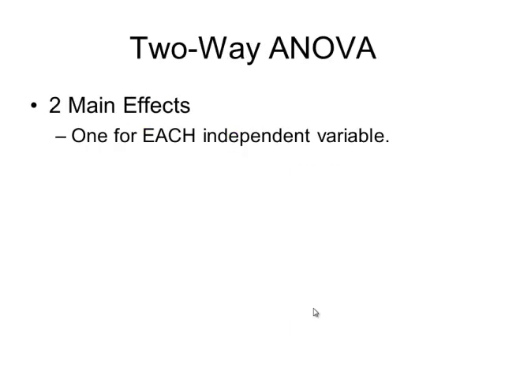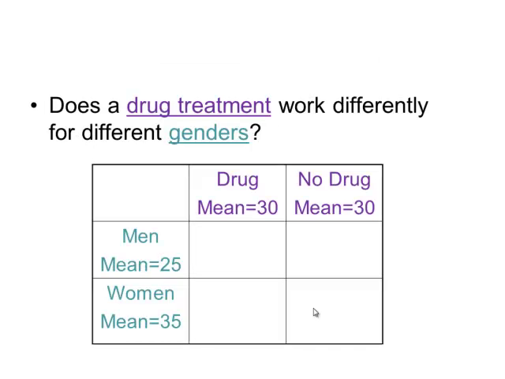The terminology that we use, though, instead of saying two independent variables, is that what we're actually looking for is two main effects, one main effect for each of the independent variables. So looking back at our example of does a drug treatment work differently for different genders, we're asking, is there a main effect of the drug treatment? And also, is there a main effect of gender?